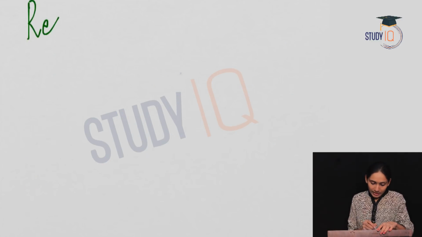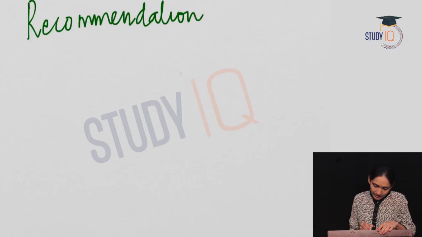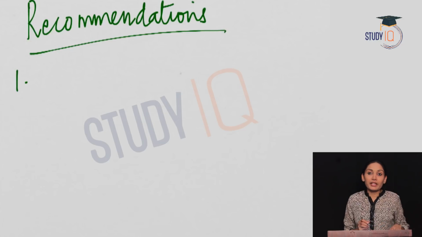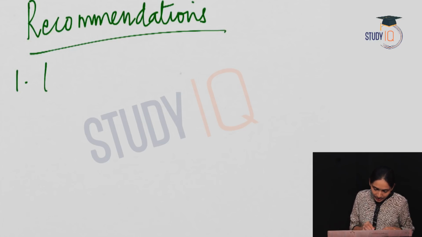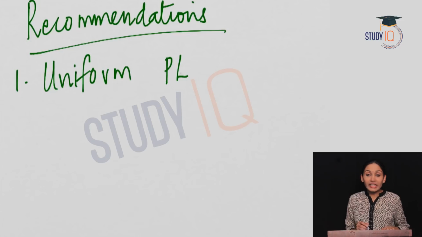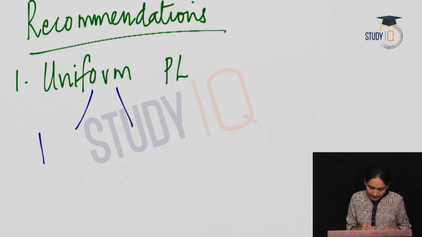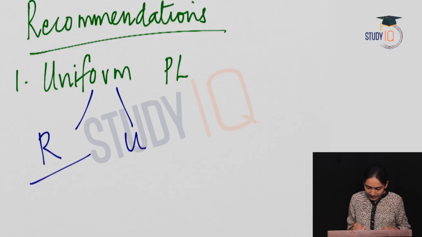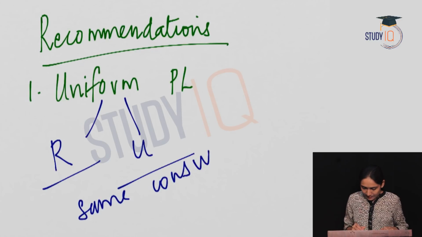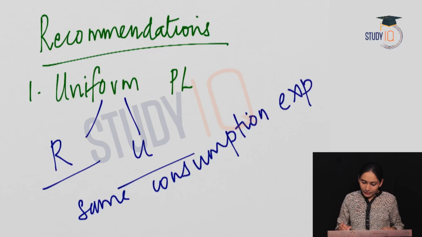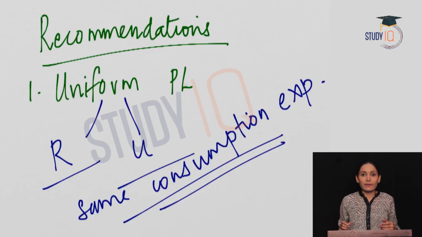Now let us see what are the important recommendations of the Tendulkar Committee. The first recommendation of this committee was to adopt a uniform poverty line. It means that the rural and the urban poverty line should be based on the same consumption expenditure. The basket of commodities for the rural as well as for the urban poverty line should be the same.